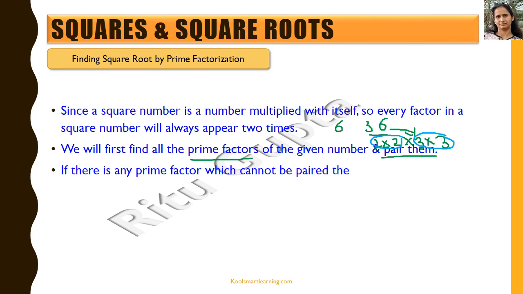If there is any prime factor which cannot be paired, then the given number is not a perfect square. So in this case, if we see 36, we know that all the prime factors have been paired together. So this is a perfect square.